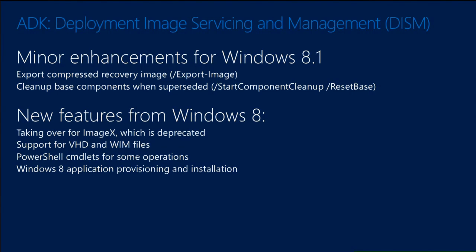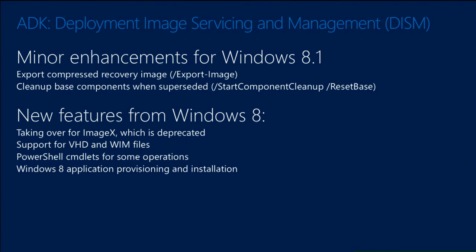There's also a new option on the DISM command line to do a component cleanup. Not sure if you were even aware that that option existed, but you can run a command on Windows 8. You could say dism.exe /online, to say for the currently running OS, /startcomponentcleanup. And what that will do is it'll go through all the components that are in the operating system and physically remove superseded versions of those components.